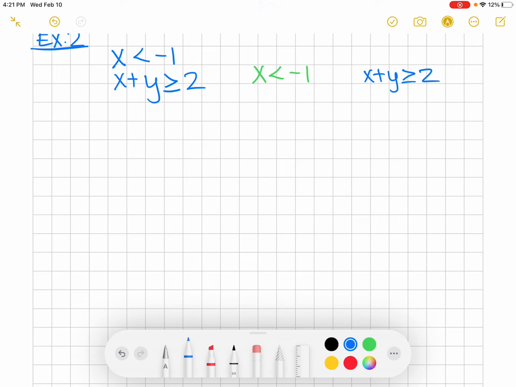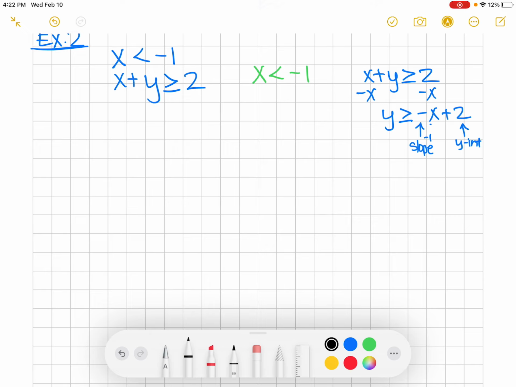Okay, so the first one I cannot put into slope-intercept form. We're going to talk about graphing that one in a minute. But the second one I can. I'm going to subtract x, and I get y is greater than or equal to -x plus 2. So remember, this is the y-intercept here, and this in front is the slope, and that is a -1, right? Okay, so let's graph these.